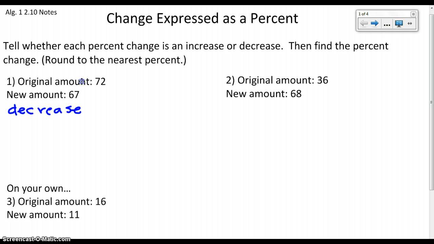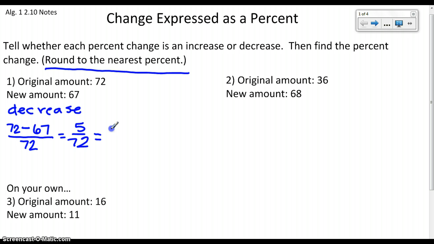So that's the first part. And now we're going to find the percent change. So what we need to do is take the original amount, 72, minus the new amount, 67, over the original amount. So that will equal 5 over 72, and that is going to give you 0.06999, and it says to round to the nearest percent, so that rounded to the nearest percent is 7%. So our percent change is 7%.